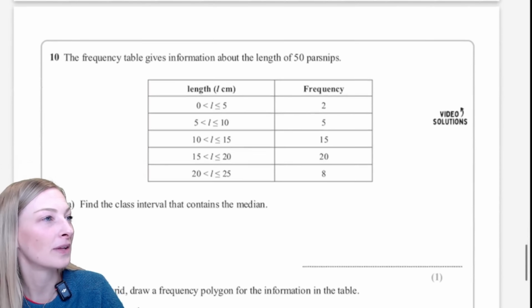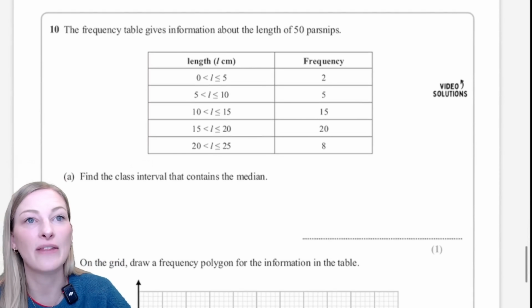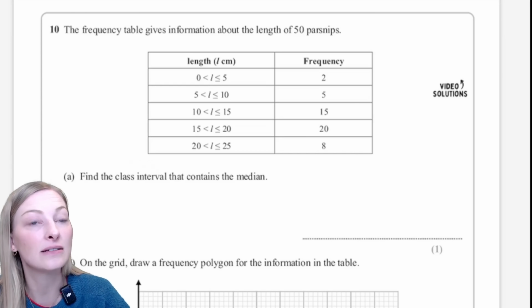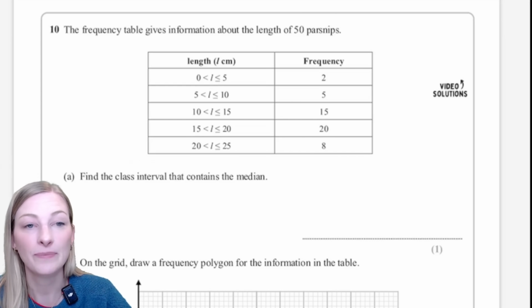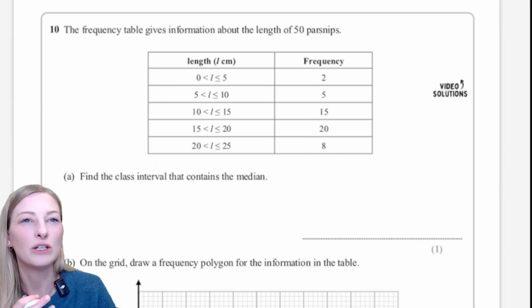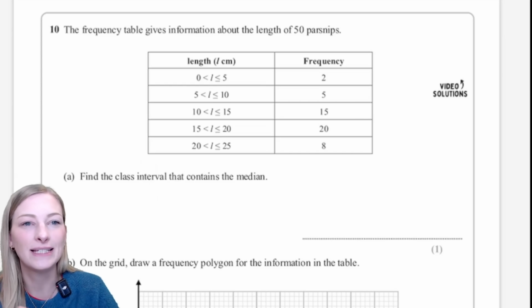Question number 10. The frequency table gives information about the length of 50 parsnips. Find the class interval that contains the median. So the median is the middle number. If we have 50 parsnips, we always add 1 and divide by 2. So it's going to be between the 25th and the 26th parsnip that is our middle of this data.